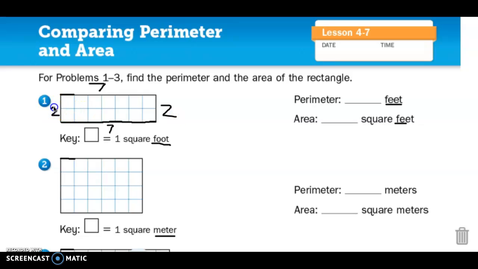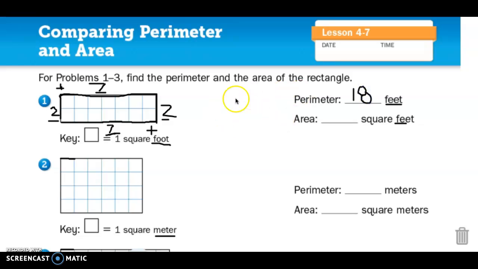To find the perimeter, it's the length of all the outside. The perimeter, the rim, the outside of it. So, how can we add this up? There's 2 ways. We can do 2 plus 7, which is 7, 8, 9, okay. 2 plus 7 is 9. And 2 plus 7 is 9. Right? If 2 plus 7 was 9 there, then 2 plus 7 must be 9 over here. So if this is 9 and this is 9, what's 9 plus 9? If you said 18, you are correct.